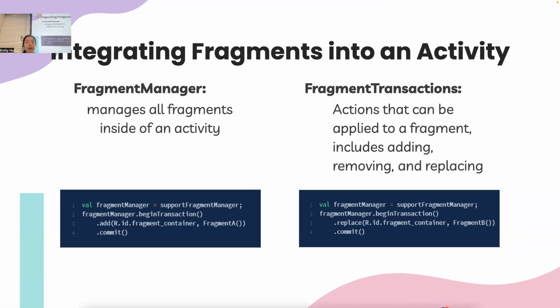And then we also have fragment transactions. So these are actions that can be applied to a fragment, which includes adding, removing, and replacing. So what .replace does is that, for example, in our first initial 3 screens, if you want to move on to the second screen, you want to replace the first fragment with the second fragment, right? And that's kind of what .replace does.